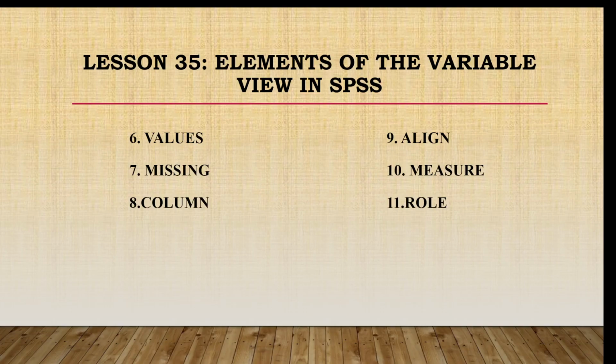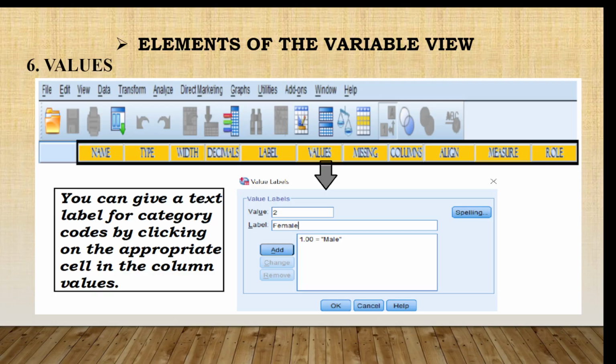We are meeting in lesson number 35, which is about the elements of the variable view in SPSS. This is a continuation of lesson number 34 that we had seen yesterday. Today, we're going to look at the remaining elements of the variable view in SPSS. These are the values, the missing, column, align, measure, and role. In the previous lesson, we had discussed the name, type, width, decimals and label.